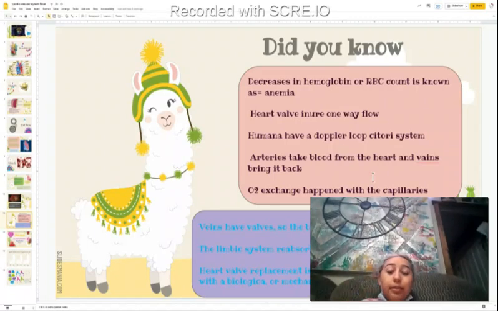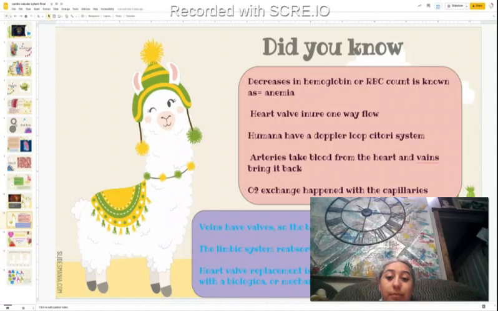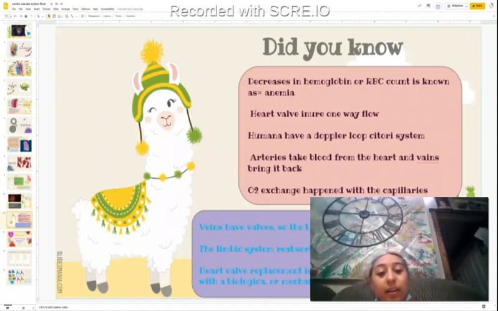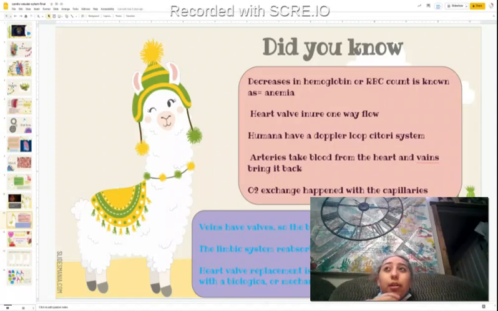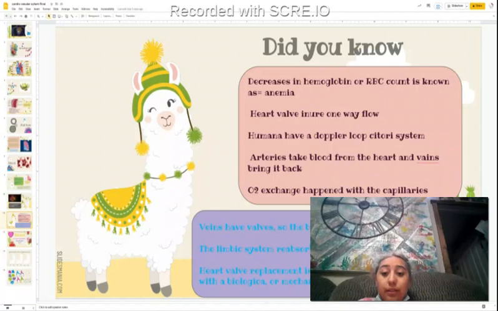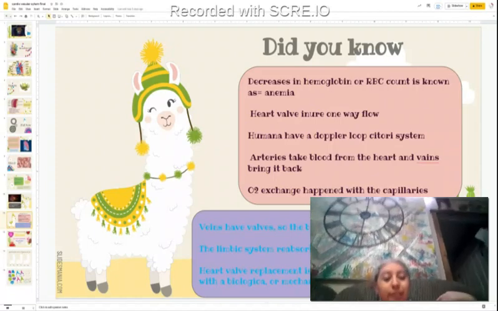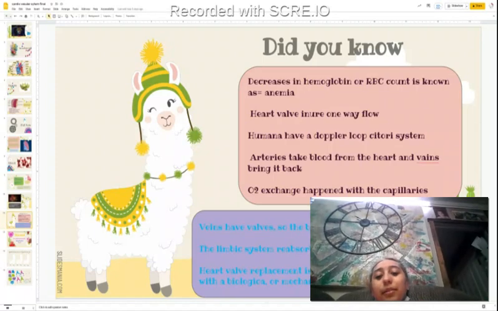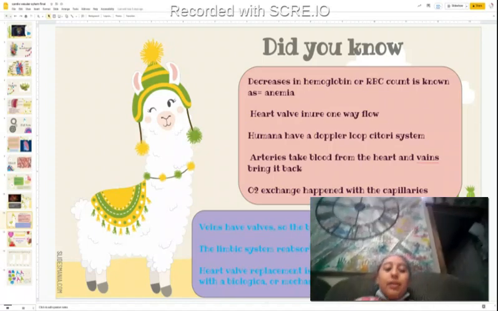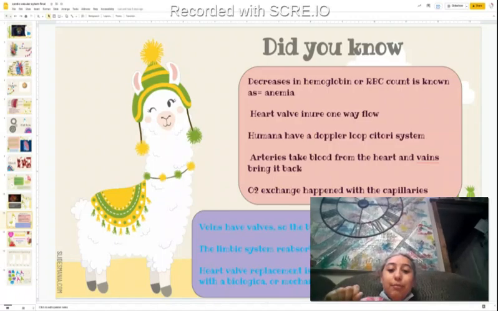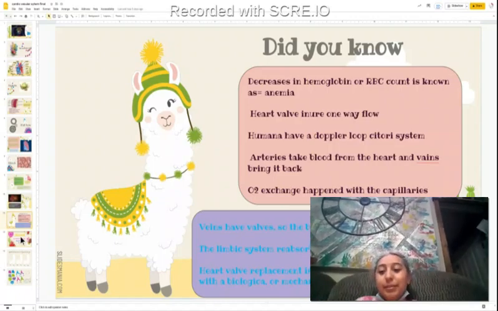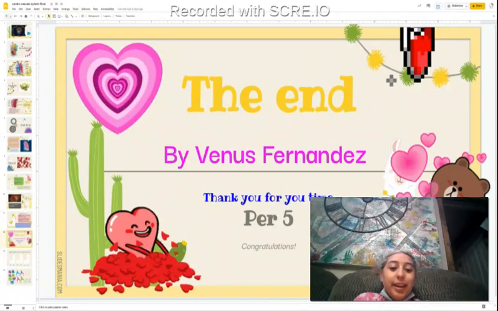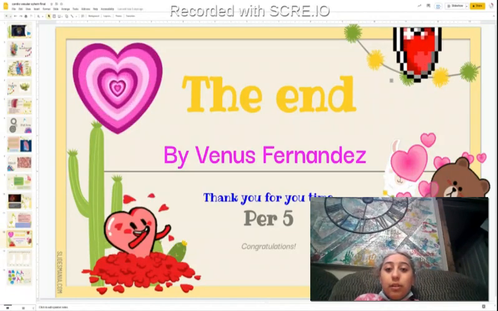Humans have a double loop system, so CO2 blood and O2 blood. Arteries take blood from the heart, and veins bring it back, except pulmonary arteries, which take CO2, and then the veins bring O2 back. O2 exchange happens within the capillaries. Veins have valves so that all the blood doesn't go to your feet. The lymphatic system reabsorbs fluids, and heart valve replacement is when they take a heart valve and replace it with a biological or mechanical one. Ta-da! That's the end. This is the cardiovascular system.